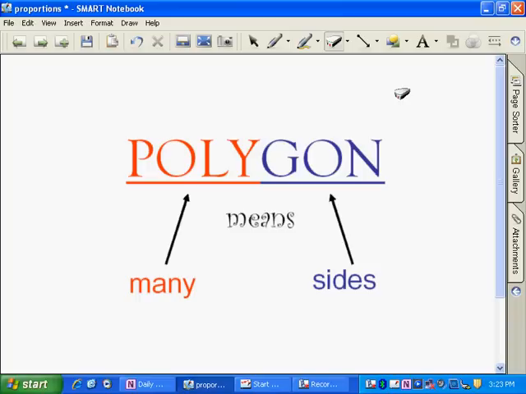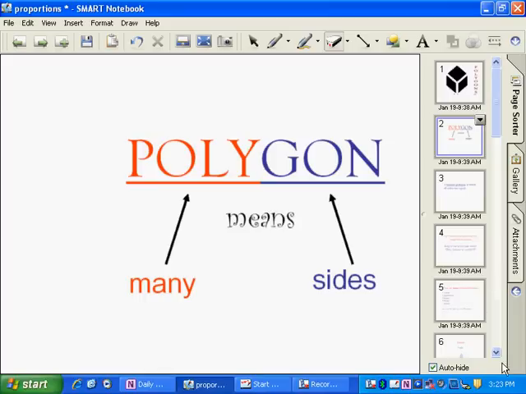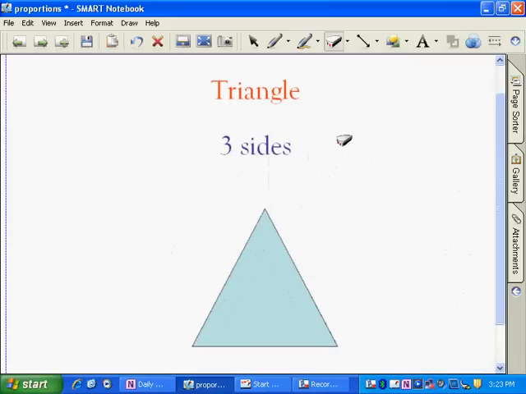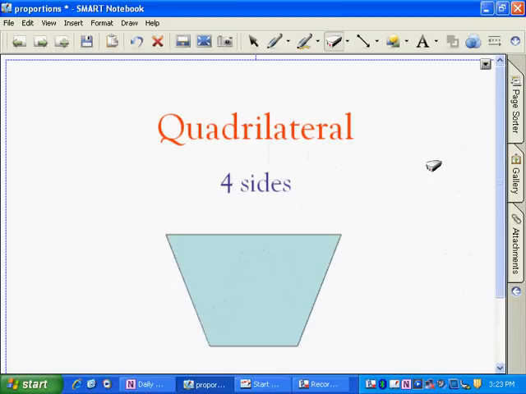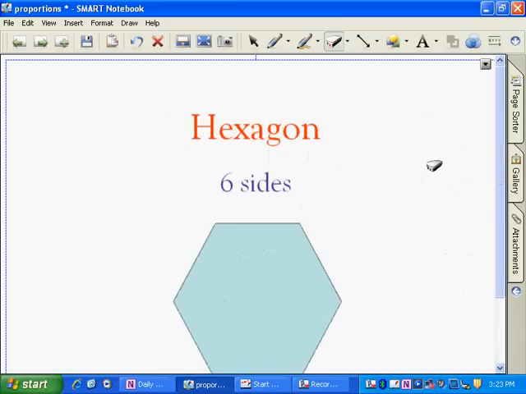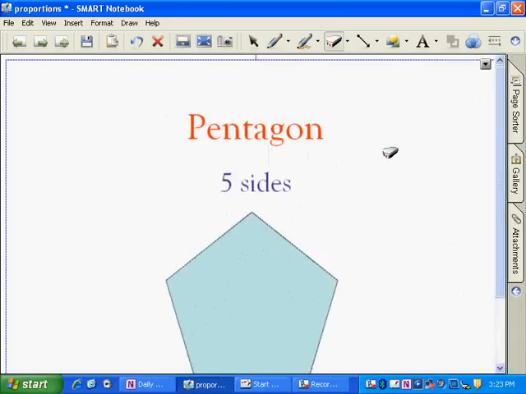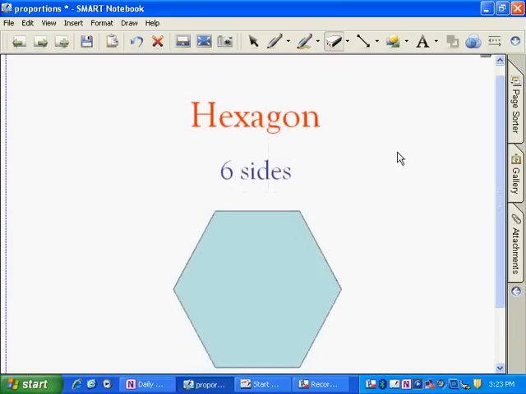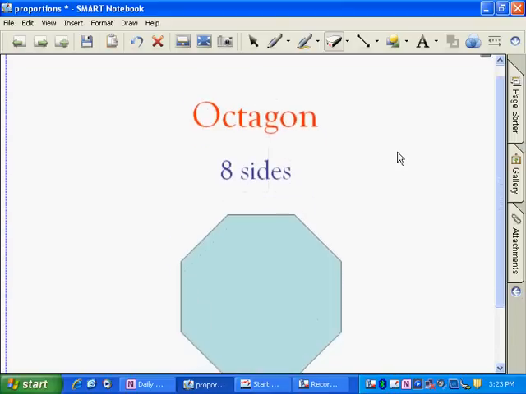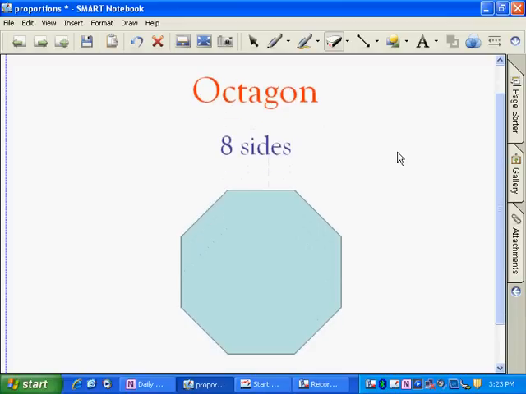Well, there are specific types of polygons that are named depending on the number of sides that they have. So for example, we have a triangle which has 3 sides. We have a quadrilateral which has 4 sides. A pentagon which has 5 sides. A hexagon which has 6 sides, and an octagon which has 8 sides. Those are the only 5 polygons that I'm going to require you to know. Now there are a lot more different kinds of polygons with names, but these are the 5 that I would like for you to know for class. Okay? So there's a broad term, polygons. These are specific types of polygons.